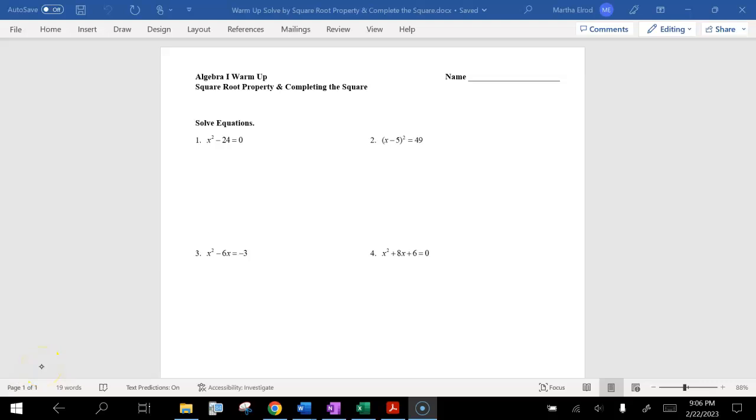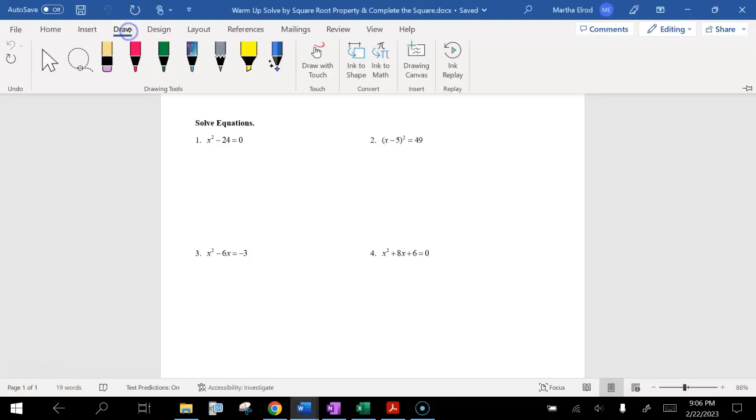Hey girls, I wanted to give you some explanation and give you the answers for the last warm-up that you all did with the square root property and completing the square.